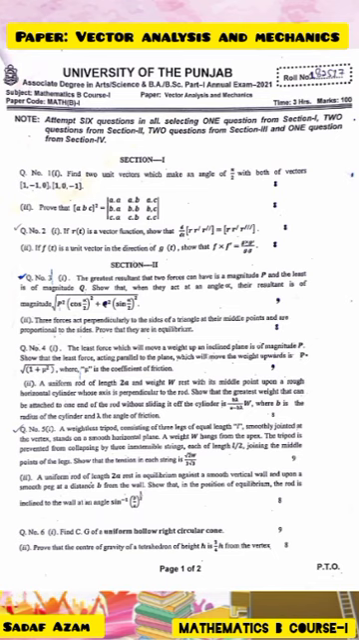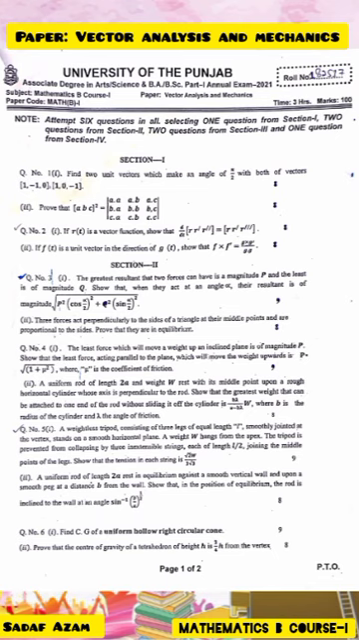2. A uniform rod of length 2a rests in equilibrium against a smooth vertical wall and upon a smooth peg at a distance b from the wall. Show that, in the position of equilibrium, the rod is inclined to the wall at an angle sine inverse of (b over a) whole power 1 over 3.